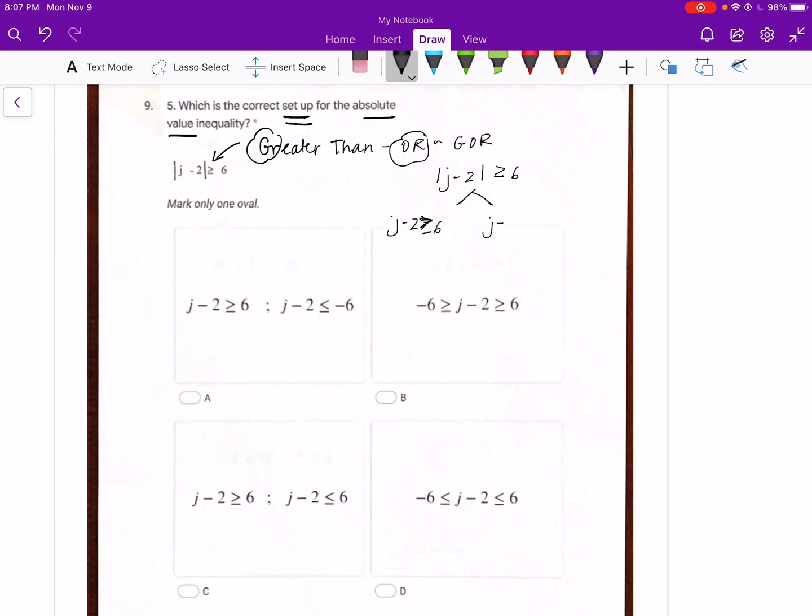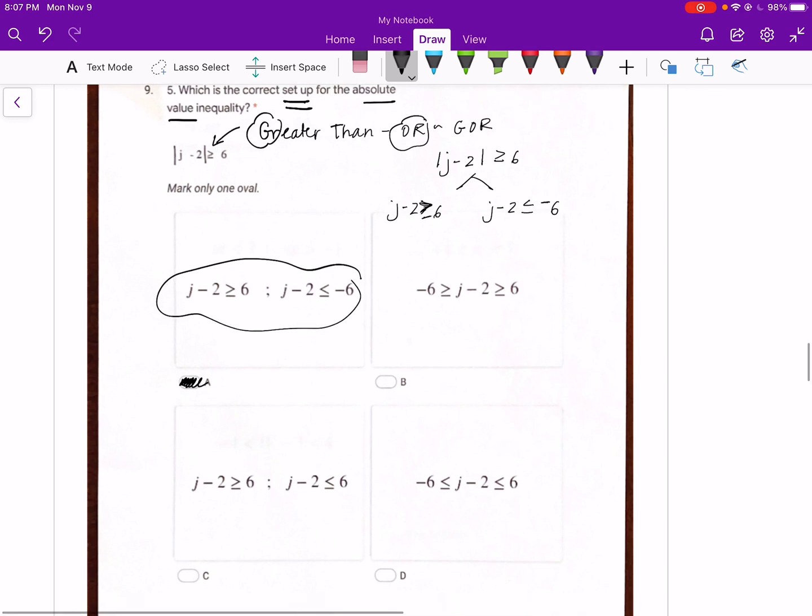For the second one, you drop the absolute value signs, you flip the inequality, and you change 6 to a negative. So that's the setup. J minus 2 is greater than or equal to 6. J minus 2 is less than or equal to negative 6. So the correct answer would be A.